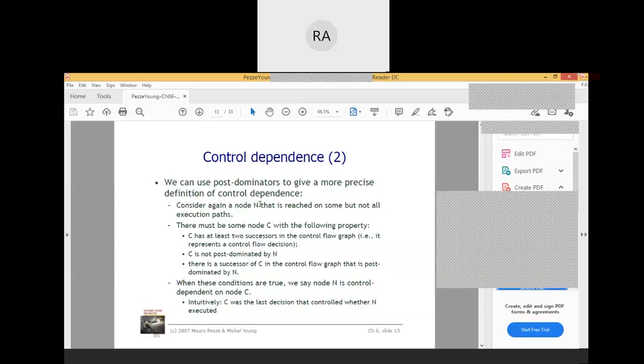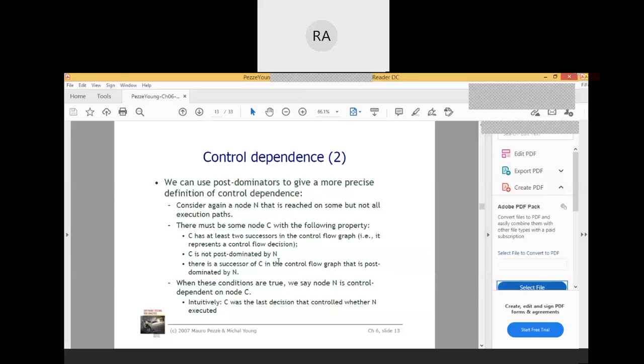N is the node under consideration. There must be a node with the name C having these properties: C is going to have at least two successors in the control flow graph, and C is not post dominated by N, but a successor of C can be post dominated by N. When these three conditions are met, we say that node N is control dependent on node C. In other words, the execution of node N is controlled by node C.